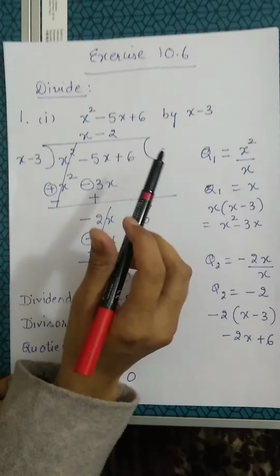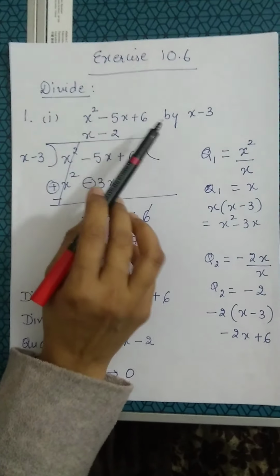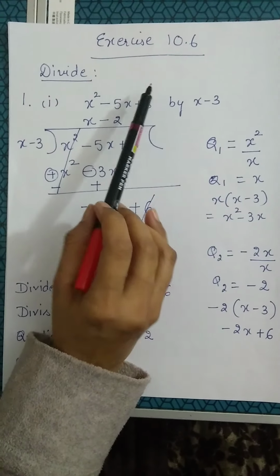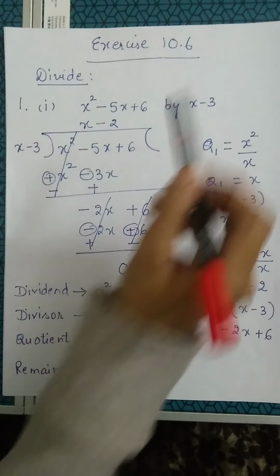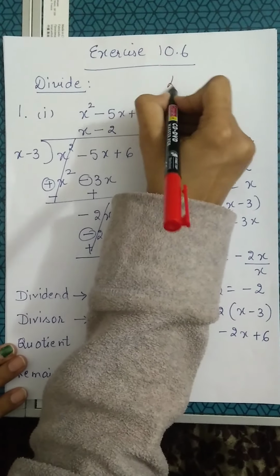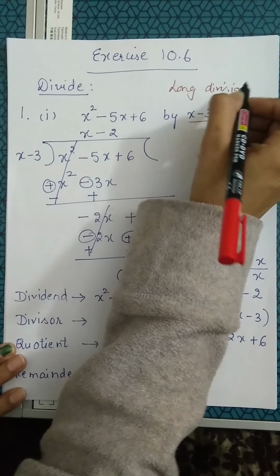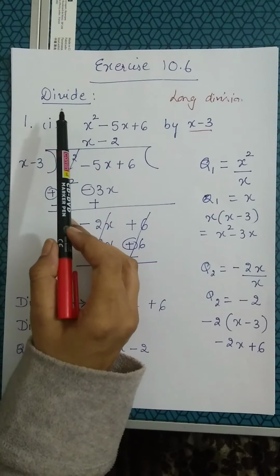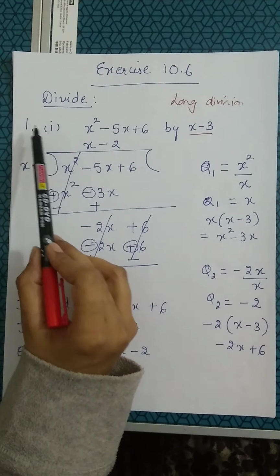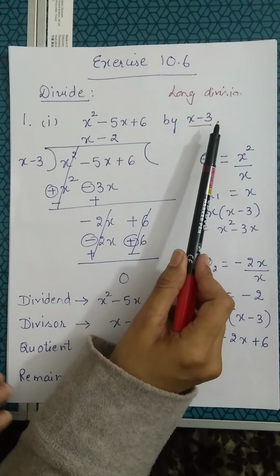Students, till now we have learned how to divide binomials and trinomials by monomials. Now we will be learning how to divide polynomials by binomials or trinomials. So we'll be doing long division here. We will be learning how to do long division in the case of algebraic expressions. First question, first part: divide x square minus 5x plus 6 by x minus 3.